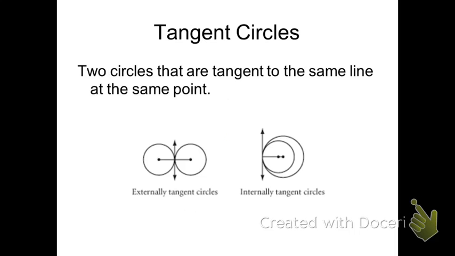Tangent circles are two circles that are tangent to the same line at the same point. So, two circles are considered externally tangent if both circles are tangent at the same point and they're both outside of each other. And if one circle is inside the other circle, or in other words, both of the centers of the circle are in both circles. So notice here on the right, both centers of the circles are inside both of the circles, then it's called internally tangent. But if each center of the circle is in its own circle and not in any other one, then it's called externally tangent.